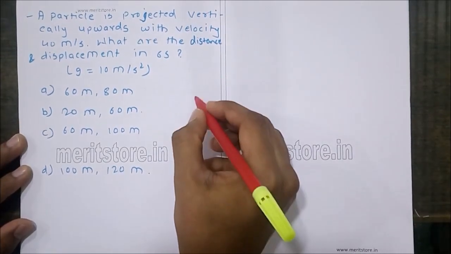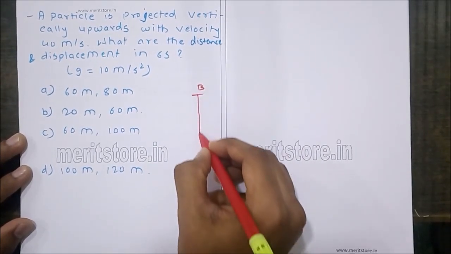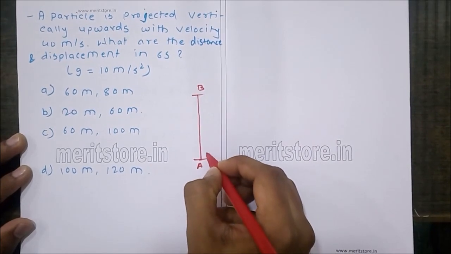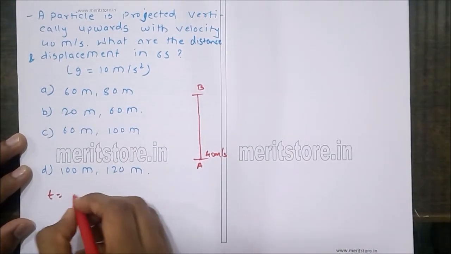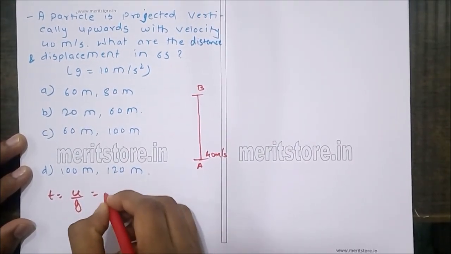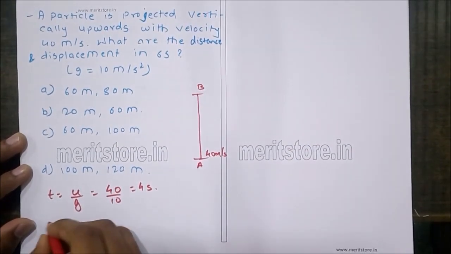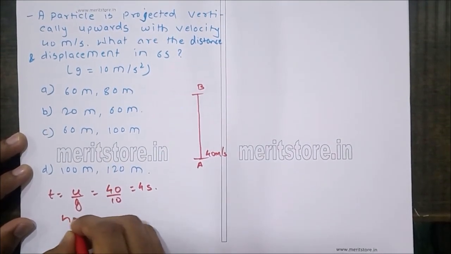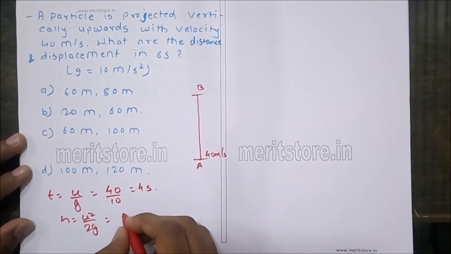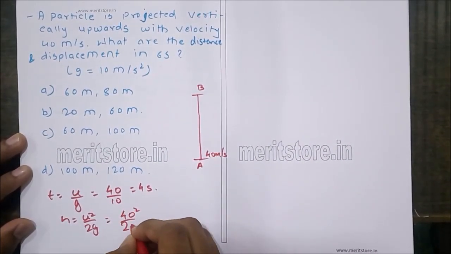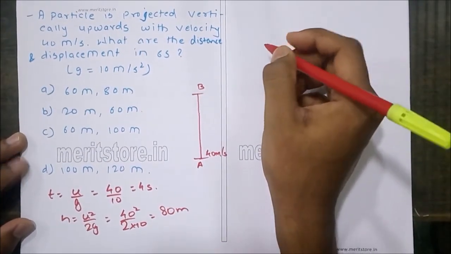Let the particle be projected from point A and let B be the maximum height reached. So it is projected with a velocity of 40 meters per second. The time taken to reach the maximum height is given by u by g, which is 40 by 10, equal to 4 seconds. And the maximum height AB is given by u square by 2g, which is 40 square upon 2 into 10, which is nothing but 80 meters. So the maximum height is 80 meters.